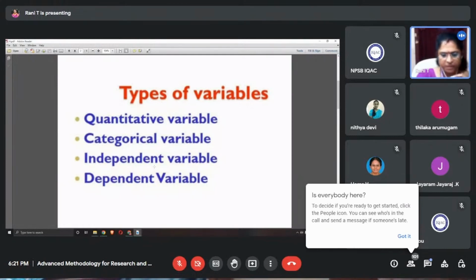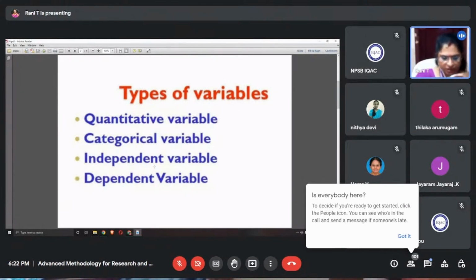Once again, what is a categorical variable? It defines the place of residence, maybe urban, rural, or semi-urban. It is subdivided into binary variable. For example, a head or a tail, win or lose. If we divide the particular data like that, then we say it is a binary variable. Always binary means two, that is head or tail or win or lose.